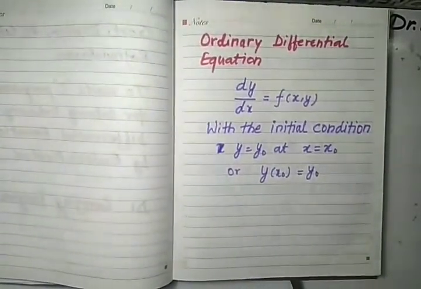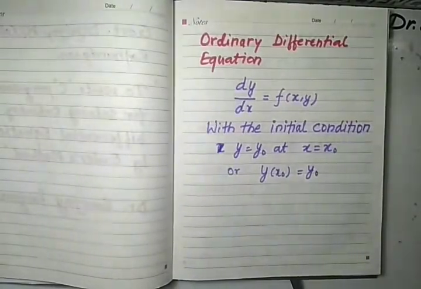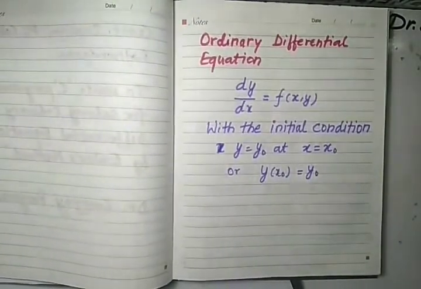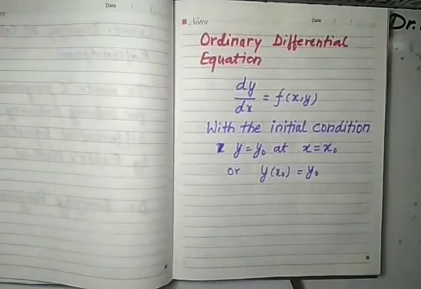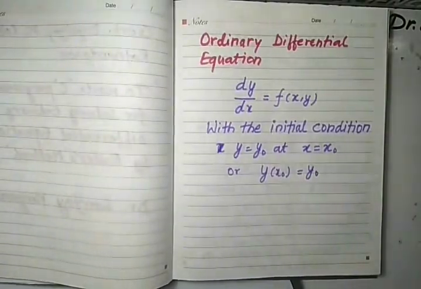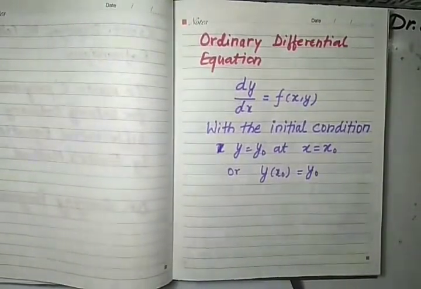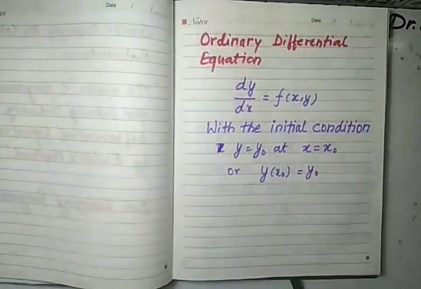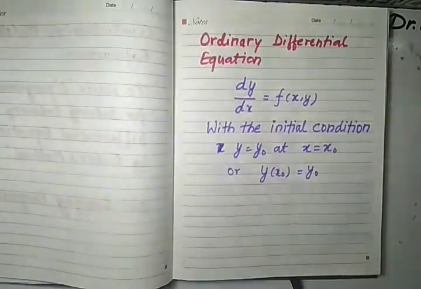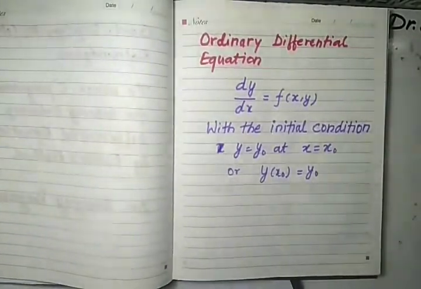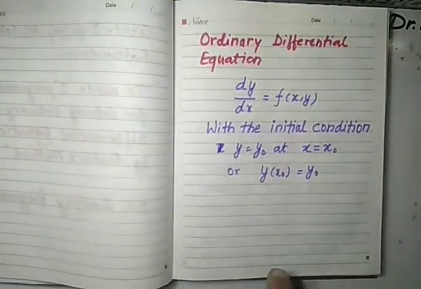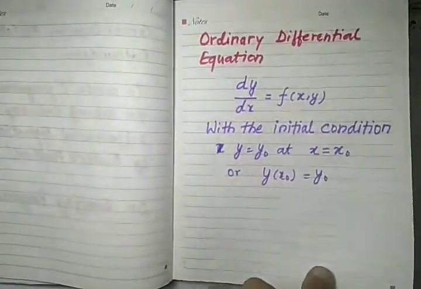We know that according to the definition, an ordinary differential equation is a differential equation which involves only one independent variable. The simplest form of ordinary differential equation is dy/dx = f(x,y), with the initial condition y = y0 at x = x0, or y(x0) = y0.